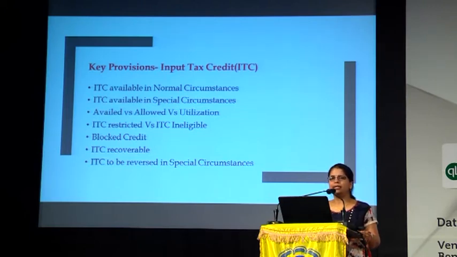There are certain conditions attached for availment of credit and for allowing the credit. If you are not receiving the goods or if you have not received the copy of invoice, you are not allowed to take a credit. So that way we have to understand the difference between availed and allowed.